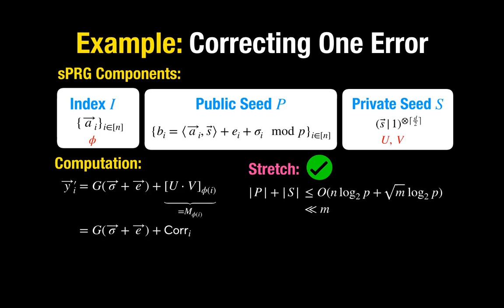But let's see what happens to the compression. Observe that the size of the seed is the size of the public part of the seed plus the size of the secret part of the seed. The size of the public part of the seed is just n times log p, since there are n LPN samples. When it comes to the private part of the seed, there are monomials. These monomials have a short size. I set the dimension of the secret S to be sufficiently small, so it's also order n log p. The matrices U and V are proportional to root m, because the dimension of U and V is root m cross 1. So that grows with root m. Therefore, the whole thing is much less than m. So that stretch is good.